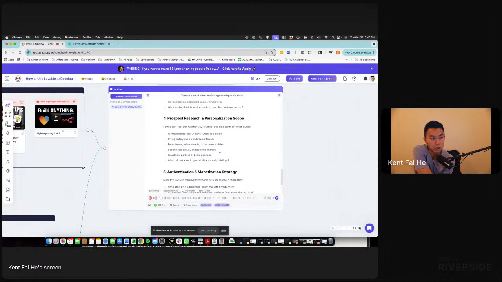Investment portfolio, yes, I want to know that. So I would want to prioritize professional background and current role details, recent news, achievements or company updates, social media activity and personal interests, investment portfolios, or changes in board positions, to the new or old board positions.